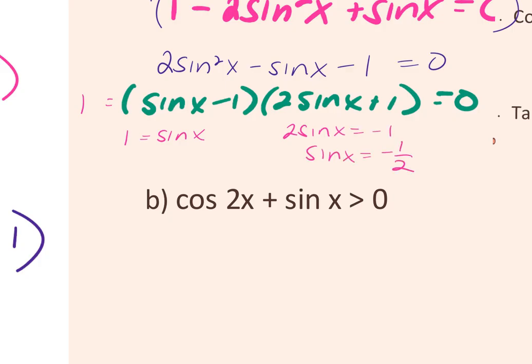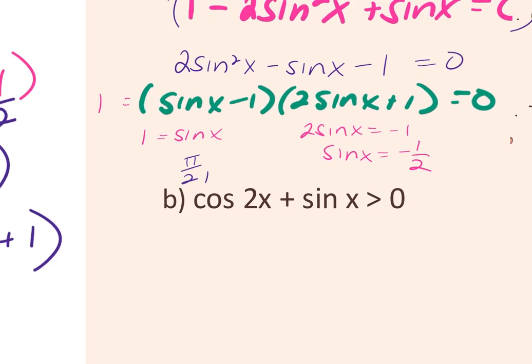All right, so where does that happen? Where is sine 1? Pi over 2. And where is sine negative 1/2? 11 pi over 6 and 7 pi over 6. Good. 7 pi over 6, 11 pi over 6. We good so far? Okay, if you've zoned out, come back to me because B gets a little bit more confusing.